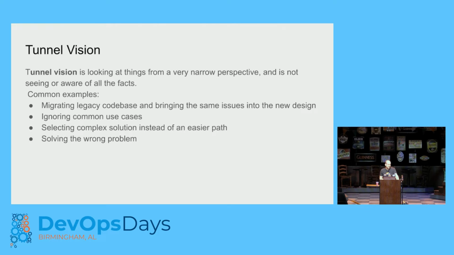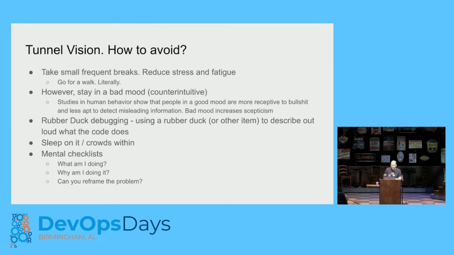So tunnel vision is looking at things from a very narrow perspective and basically ignoring some facts. A common example, as I just showed, is solving the wrong problem. Solving the wrong problem happens all the time, but very often it happens when you migrate your legacy code base, ignoring some use cases, selecting complex solutions, and so on. There are so many examples where you are fixated at the solution and ignoring the problems that you're trying to solve. So I'm going to give you a few hints how to avoid it. At the same time, it's up to you, really.